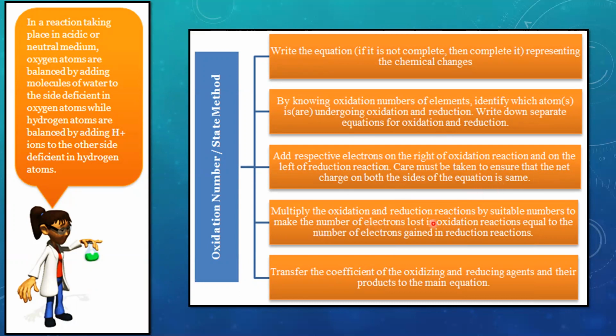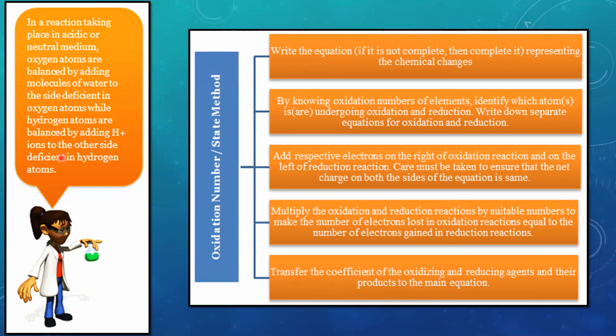Multiply the oxidation and reduction reactions by suitable numbers to make the number of electrons lost in the oxidation reaction equal to the number of electrons gained in the reduction reaction. To do so, the best way is to take the LCM. Then transfer the coefficients of the oxidizing and reducing agents and their products to the main equation. By this, we will be able to get the balanced chemical equation.